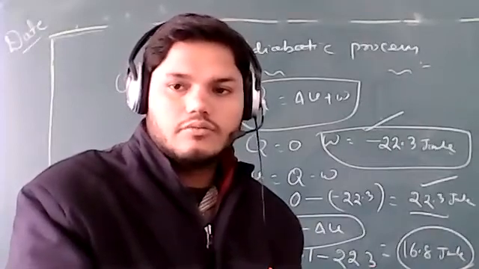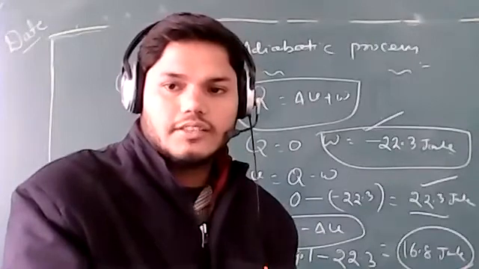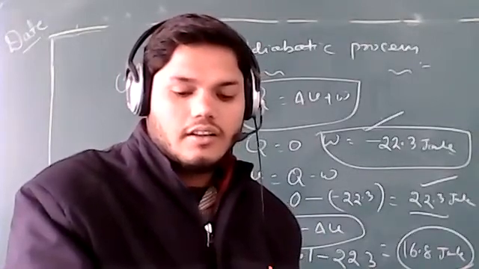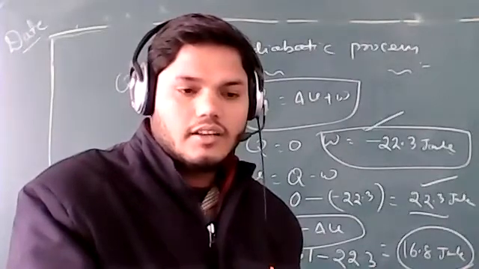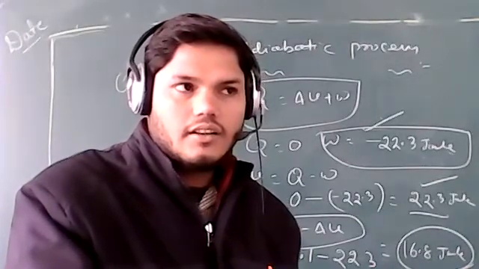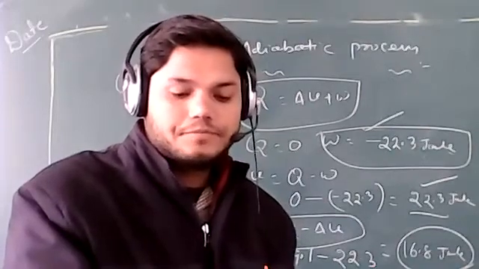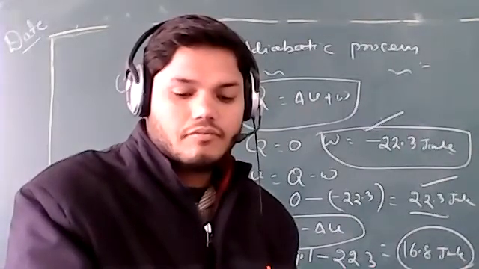The procedure. What procedure are you following? Just explain it. First of all, we will use the first law of thermodynamics, delta U is equal to Q minus W, where Q is the heat taken by the system and W is the work done.